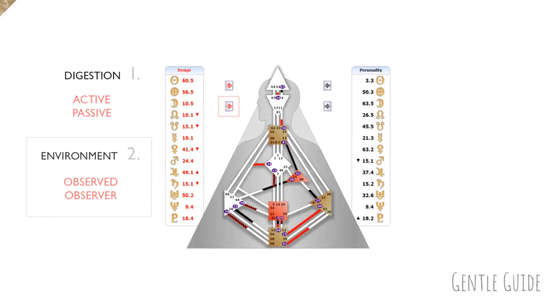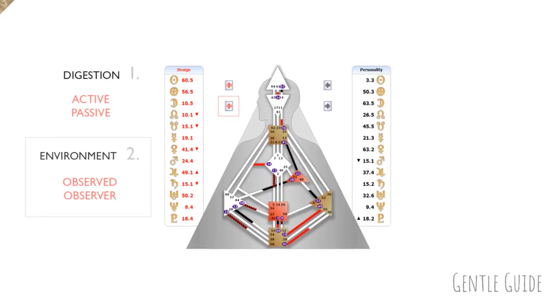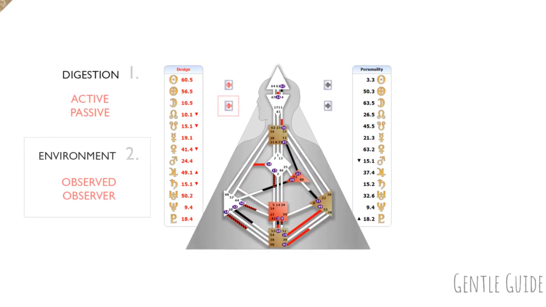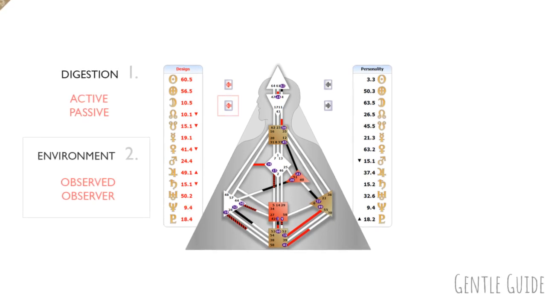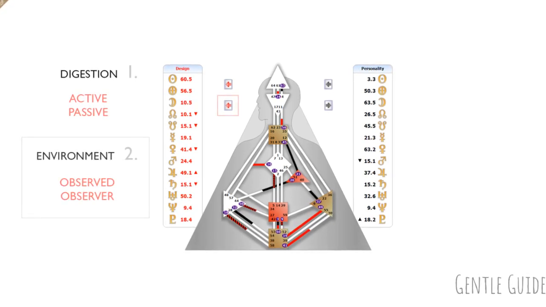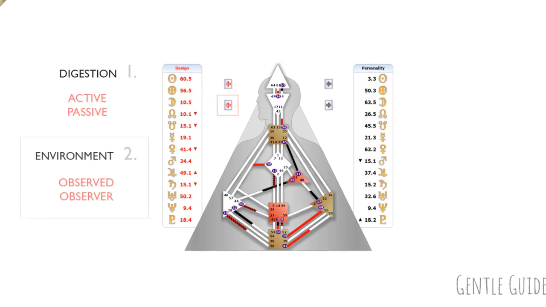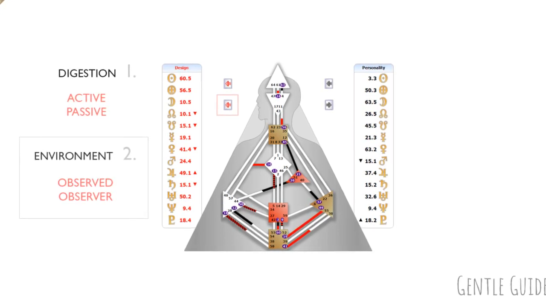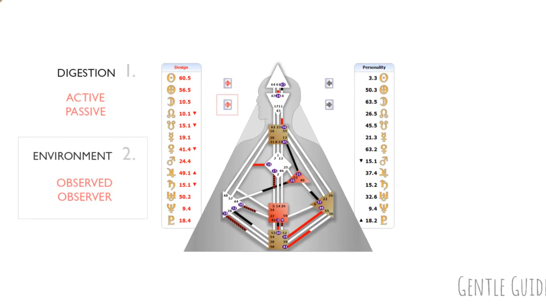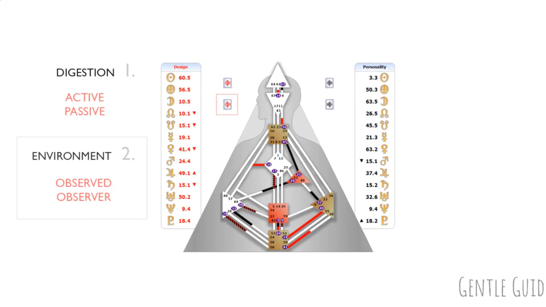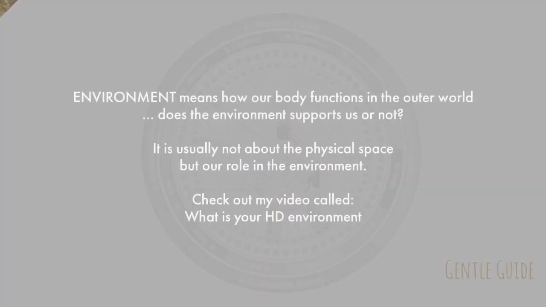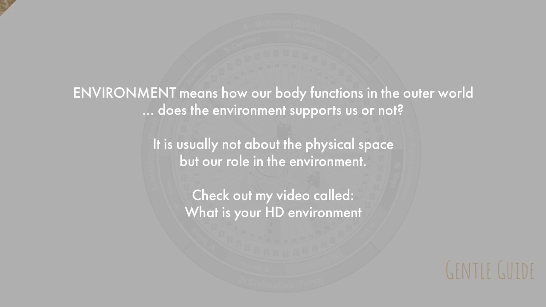Let's take a look at the bottom arrow on the left hand side. This one is called the environment. This means how our body functions in the outer world. Does the environment support it or not? It is usually not about the physical space, but your role in the environment. I've made a video on this too. It is called What is Your Human Design Environment? And I invite you to check it out if you want to know the basics.